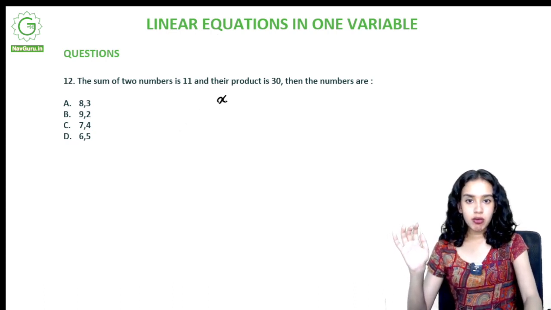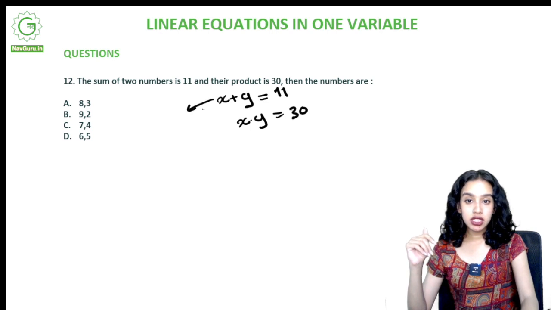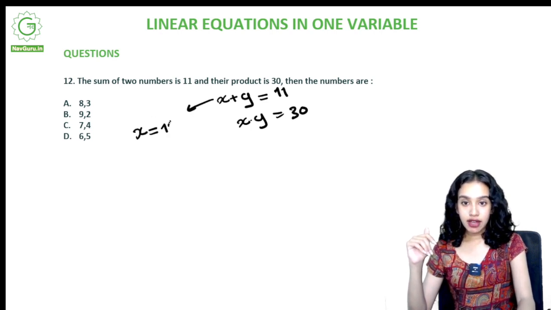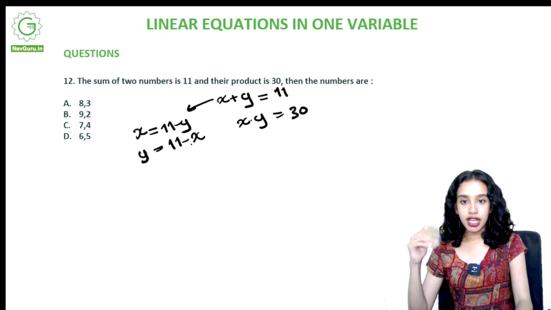It's just said that the sum of the numbers, let's say one number is x and the other number is y, is 11 and the product is 30. So x into y is 30. So from this equation, we get to know that x would be equal to 11 minus y, right? Or y would be equal to 11 minus x, anything.